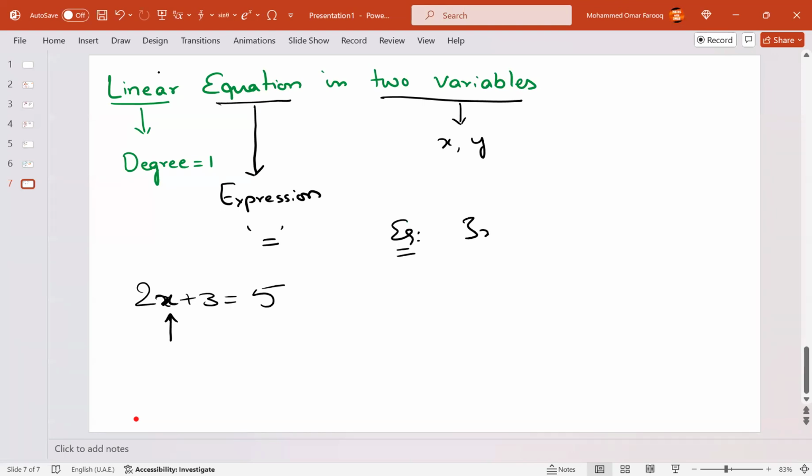See what are the examples. It can be 3x plus 2 is equal to 4y minus 5. You have two variables x, y, the powers are 1, and you have an equal to sign. Therefore, this is a linear equation in two variables.